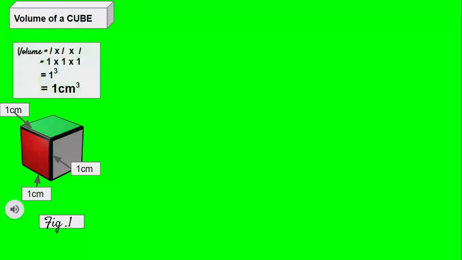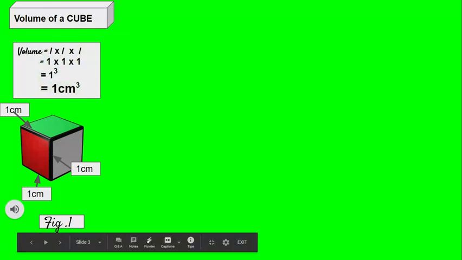And 1 to the power 3 is equal to 1 centimeter cube. So the volume of this cube is 1 centimeter cube. Then let us look at the second figure.